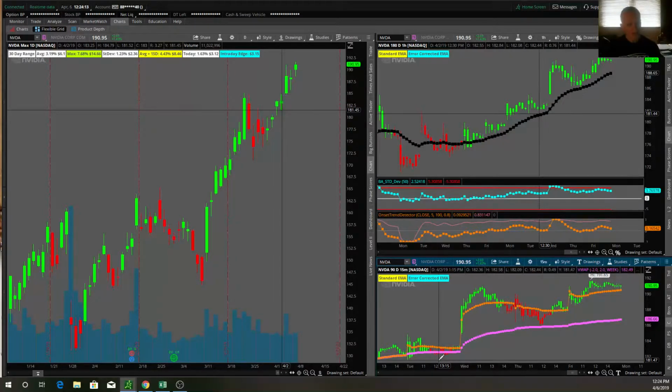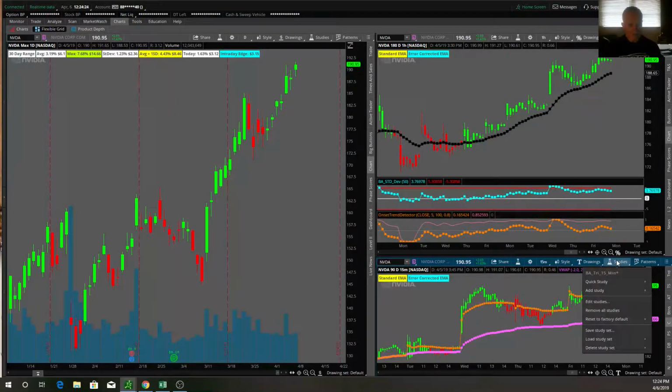The bottom line, I want to be buying on the momentum, the calls above the VWAPs when the price is green. Okay.